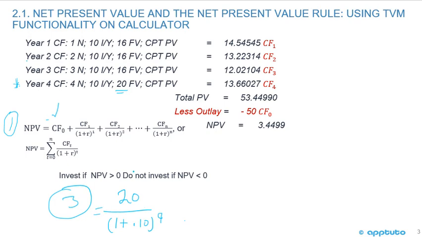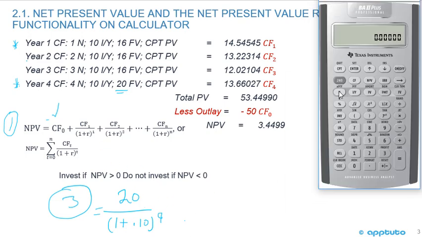And that's the algebra. Now, a second way to solve it is to do the present value of each of the cash flows using the time value of money functionality on the calculator. So if I bring up my calculator here quickly, we can use our time value of money functionality.